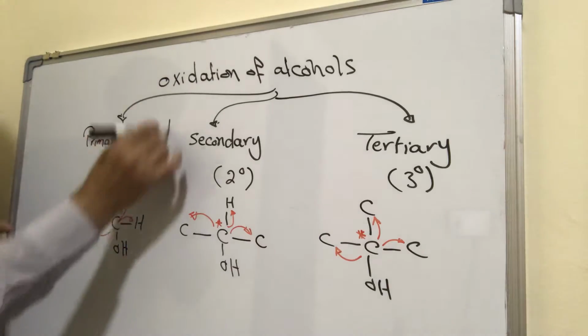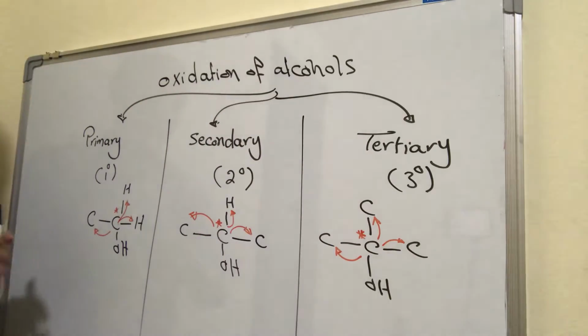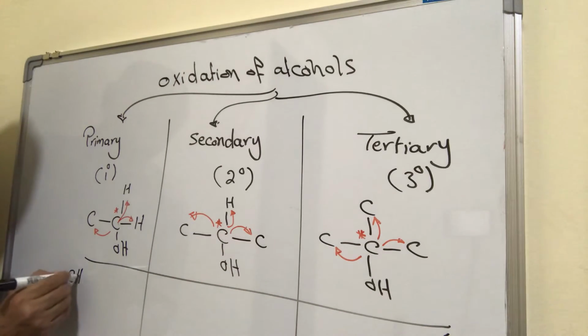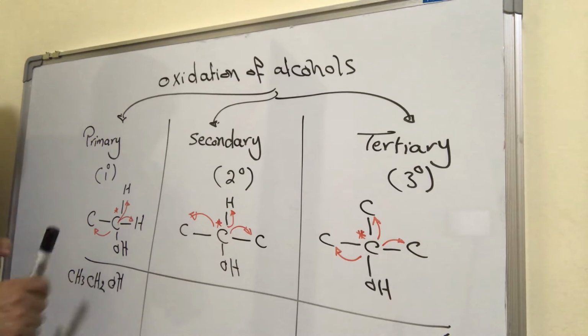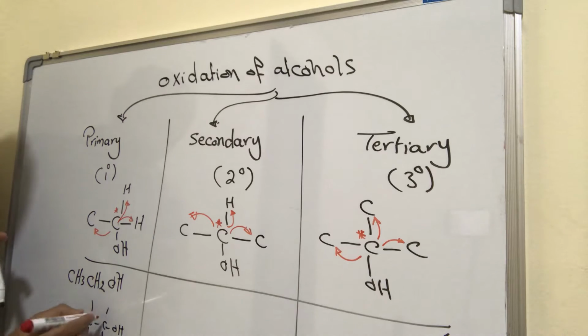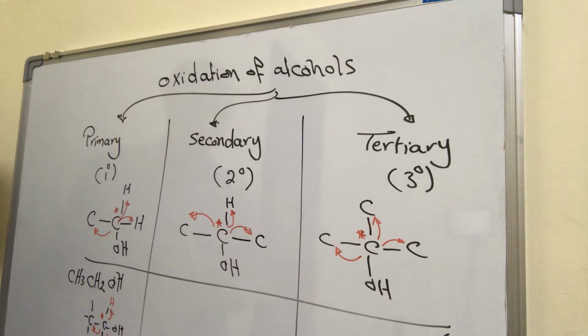One example of each I will put here before I go into the oxidation. For example, this one, CH3CH2OH. If you make the structural formula for it, you would find CH3, CH2, OH. The carbon here, which holds the OH, is directly bonded to 2 hydrogen atoms and 1 carbon, so it is called a primary alcohol.